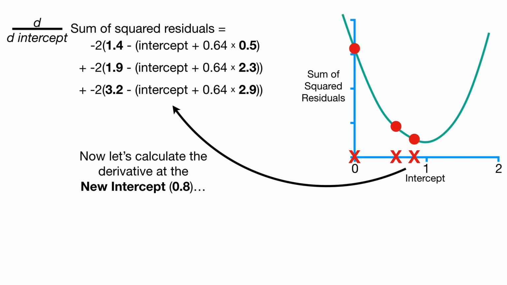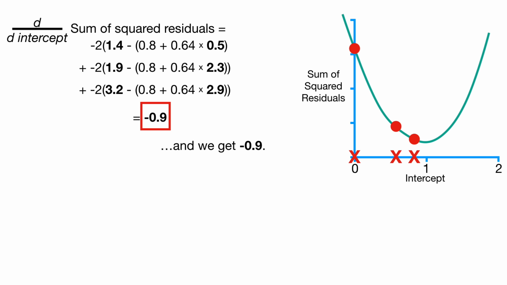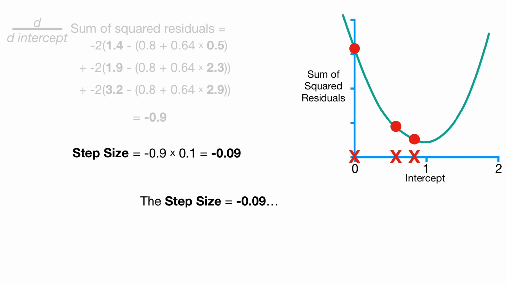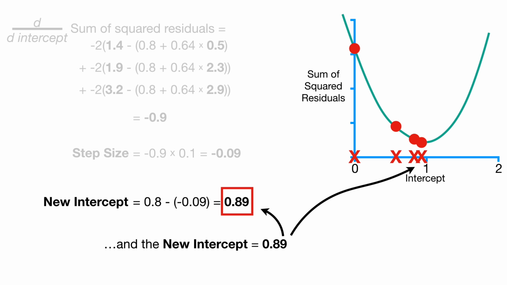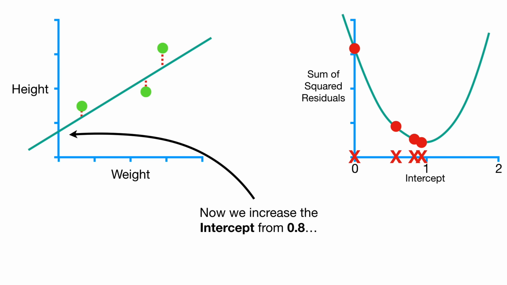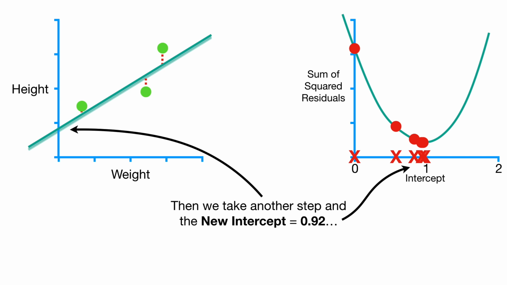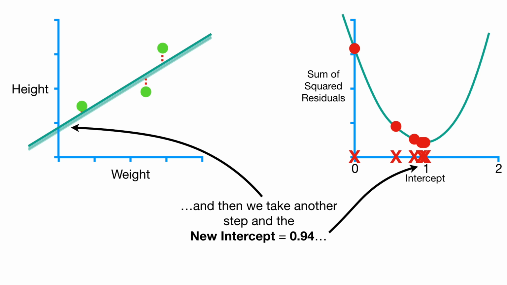Now let's calculate the derivative at the new intercept, and we get negative 0.9. The step size equals negative 0.09, and the new intercept equals 0.89. Now we increase the intercept from 0.8 to 0.89. Then we take another step, and the new intercept equals 0.92. And then we take another step, and the new intercept equals 0.94. And then we take another step, and the new intercept equals 0.95.